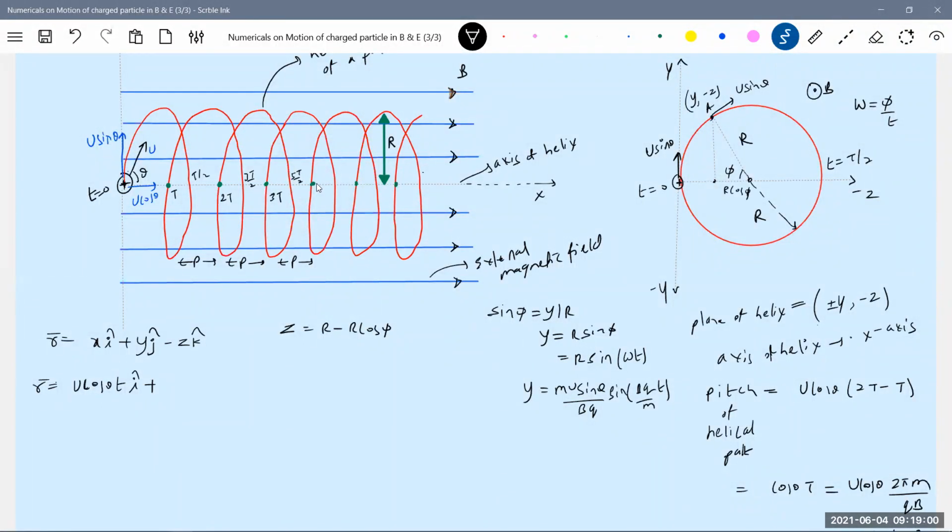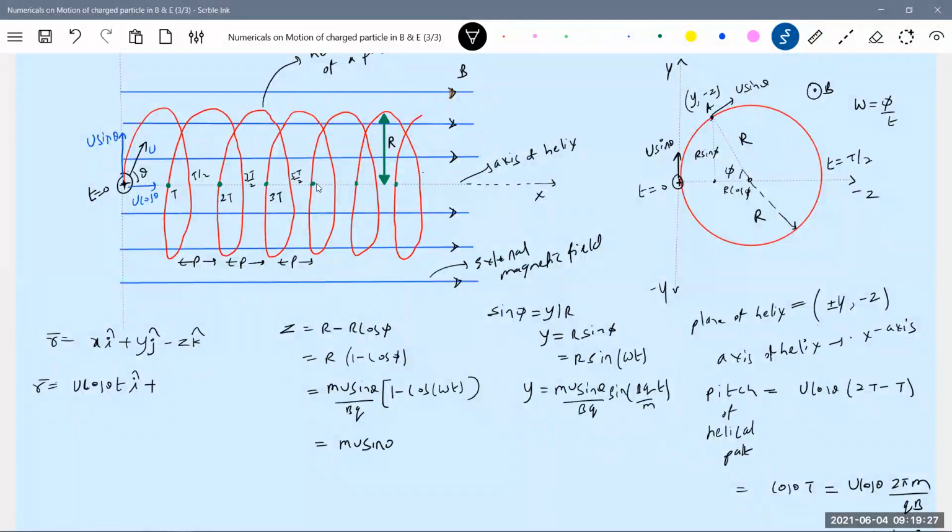r cos phi. This is r sine phi. What about this remaining distance? r minus r cos phi. That is the z coordinate. So this will become r times 1 minus cos phi. What is r equal to? Mu sine theta by bq. What about phi? Phi will be omega t.